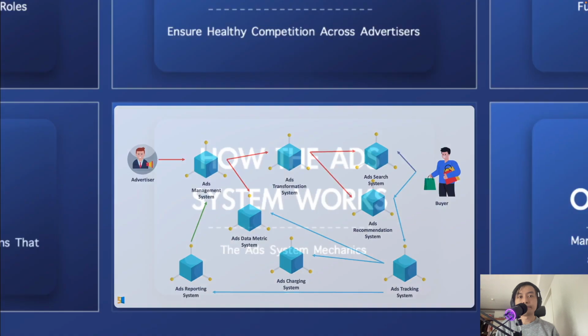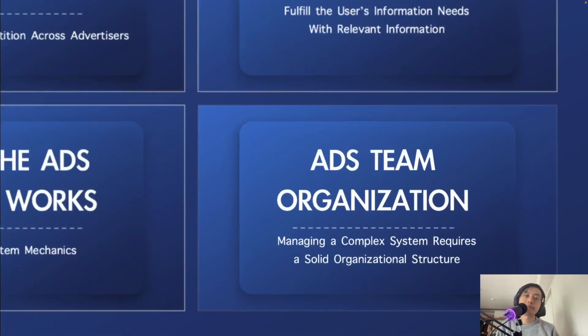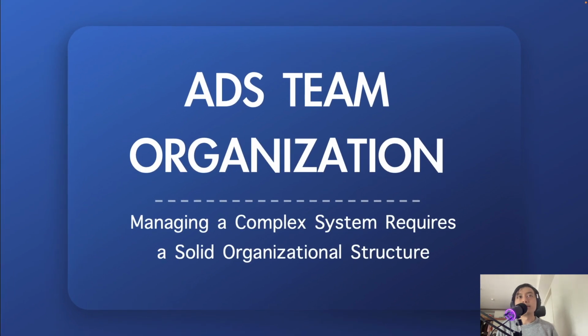Okay, next we are going to talk about ads team organization. Managing a complex system requires a solid organizational structure. So let's see how a company organizes the team so this complex system can be managed and improved from time to time to achieve the target.